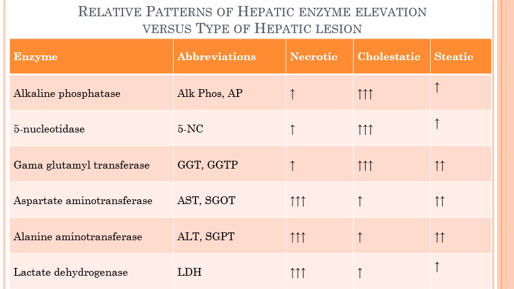Finally, the lactate dehydrogenase, its normal levels are 100 to 190 units per liter. Its levels are highly increased in the necrosis, slightly increased in the cholestasis, and slightly increased as well in the steatosis.